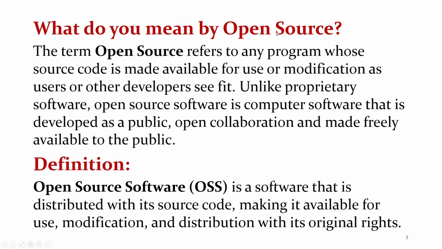Now, what do you mean by open source? The term open source refers to any program whose source code is made available for use or modification as users or other developers see fit according to their own need. Unlike proprietary software, meaning the software which is the property of some particular company or business, open source software is computer software that is developed as a public, open collaboration and made freely available to the public.